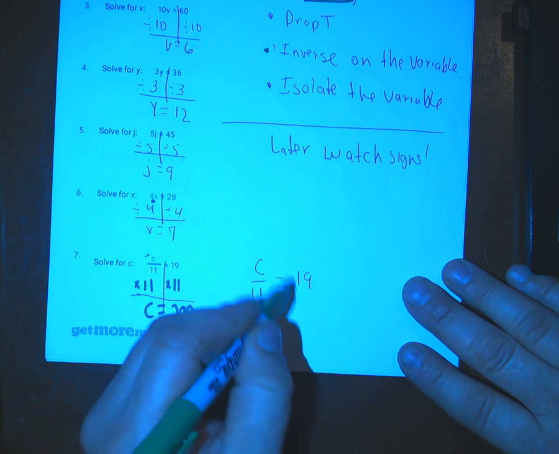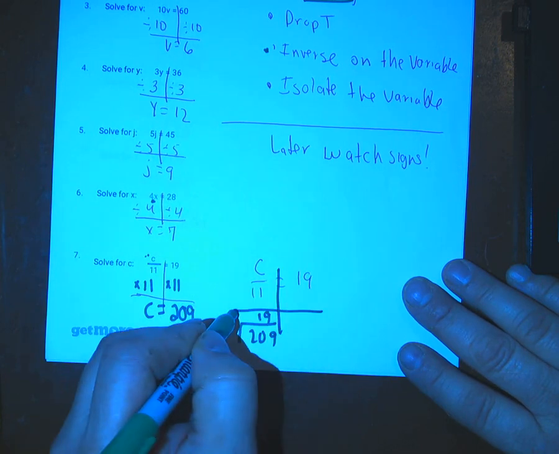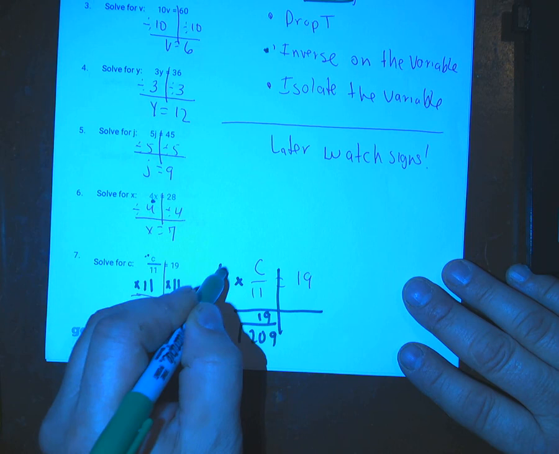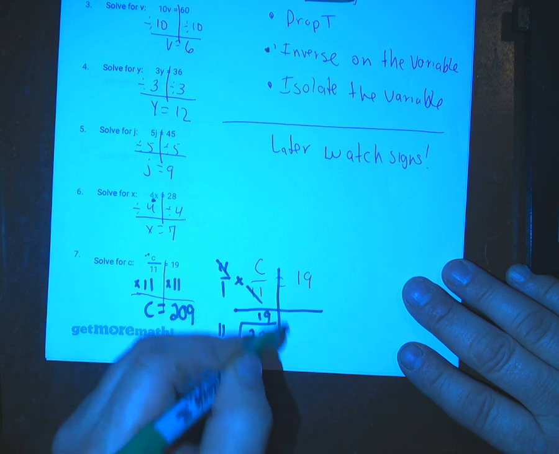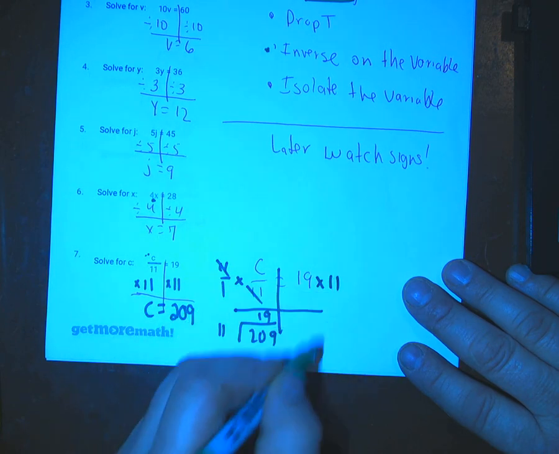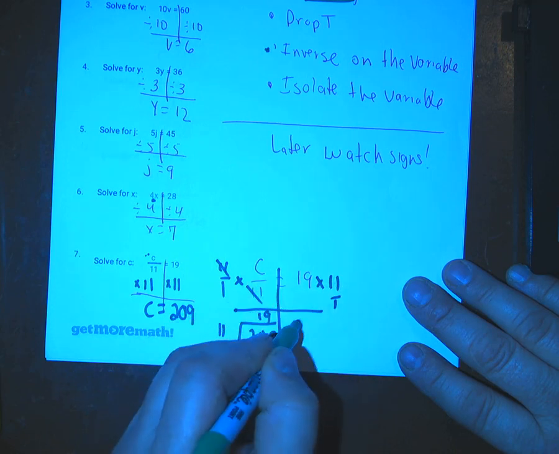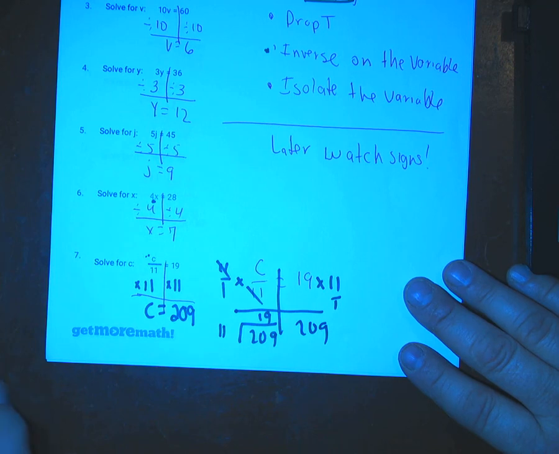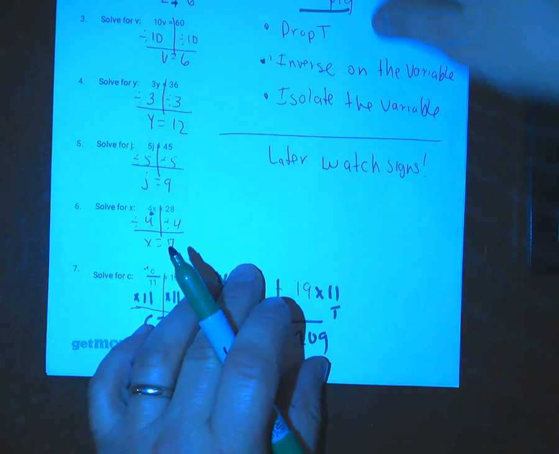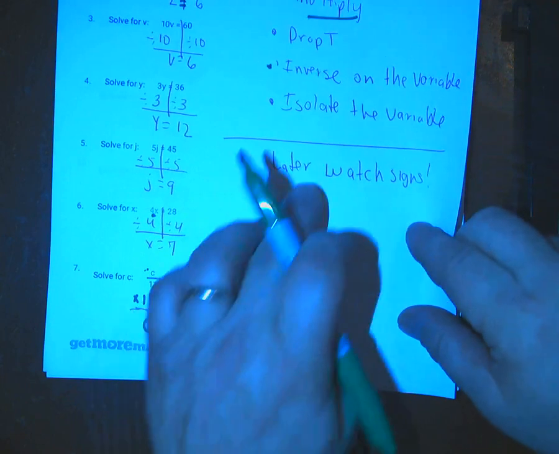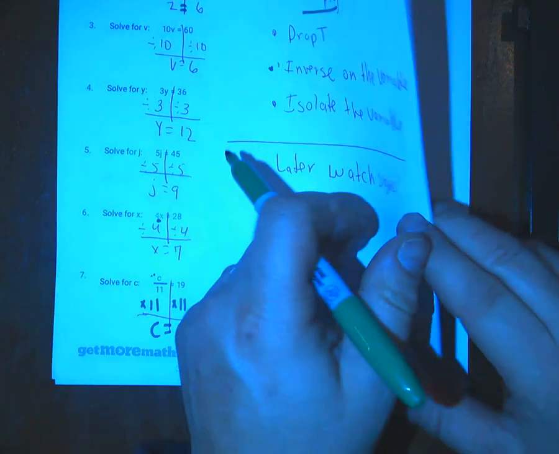All right, you might see it like this also. Some people will go like this, times 11 over 1, because they cancel, times 11 over 1, which would be the same. C equals 19 times 11, or 209. I don't care which way you do it. Later, we're going to have to remember to watch signs. Right now, these are all positive.